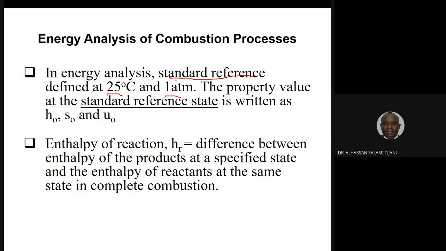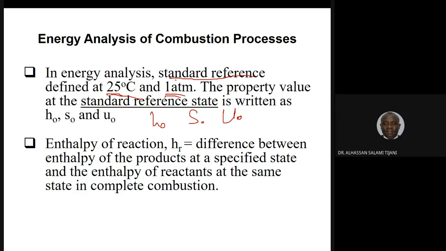Properties of different fuels or different species at reference standard condition, which means at 25 degrees Celsius and 1 atm, are normally represented like this: for example, specific enthalpy at the standard reference state is represented by h°, specific entropy is represented by s°, and internal energy is represented by u°. These are properties at the standard reference state.